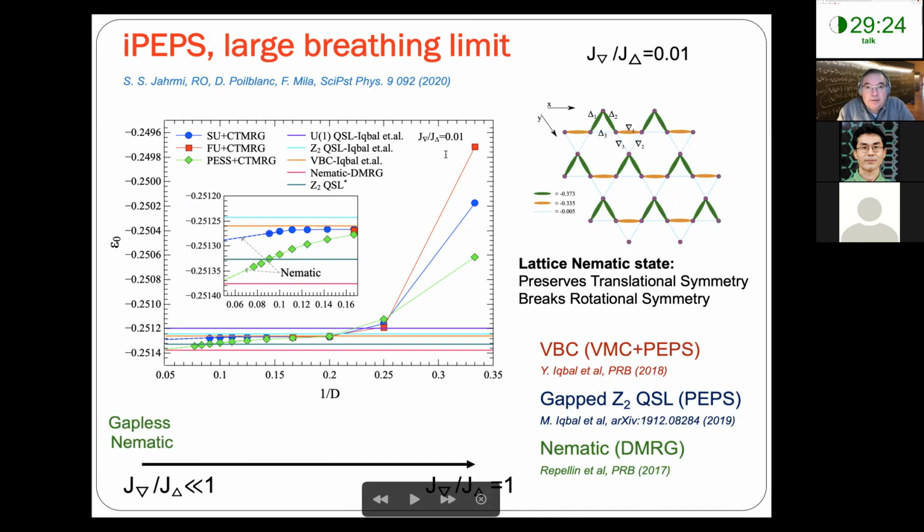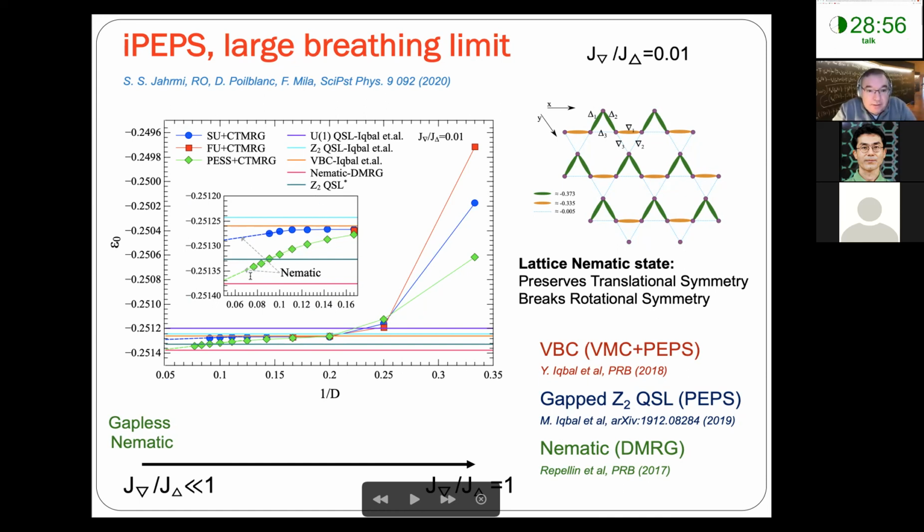Some people were proposing different types of states for the ground state at this particular value of the breathing anisotropy. Some people were proposing a quantum spin liquid, other people a valence bond crystal, a nematic phase, and so on and so forth. Our simulations, the one that is working better for us, again use projected entangled simplex states plus corner transfer matrix renormalization group.